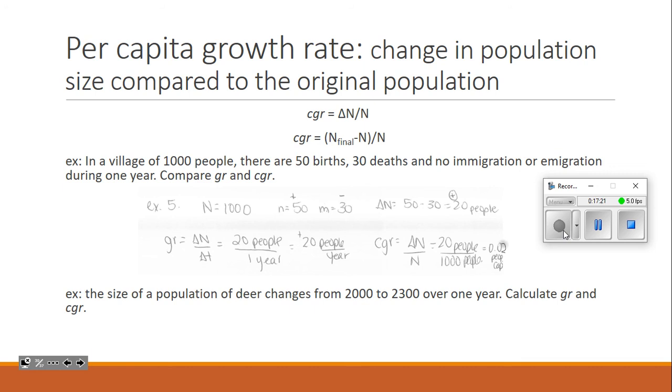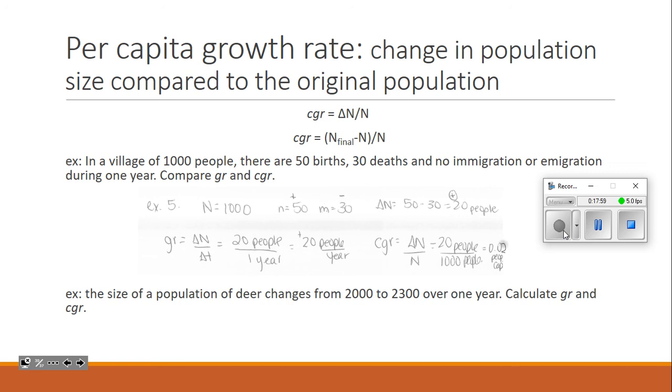Now my per capita growth rate is going to be different. I'm going to use the same delta n, this same 300 deer. So notice, it's the same value in both of those calculations, but the number on the bottom is different. The number on the bottom is always whatever my initial population size was. So initially, there were 2,000 of them. Not at the end where the change had happened, but initially. And it's important to always put the initial one here.